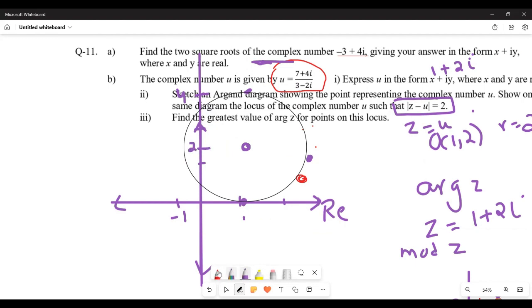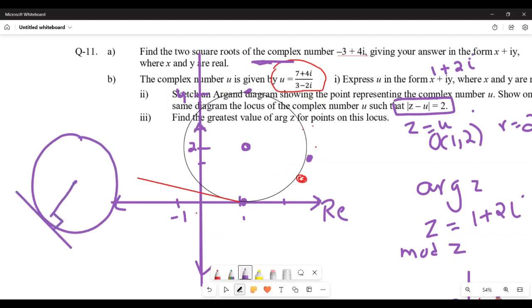Okay, so now I'm going to draw a tangent here. यहाँ पे करें. Let's say this gives us the biggest locus, I mean the biggest argument, sorry. So ये angle हमने find करना. Now how do we find this angle? We know a property from O levels, that is that radius and tangent, they are perpendicular. So I'm going to draw a radius here. This, and I know that this gives me a right angle here.